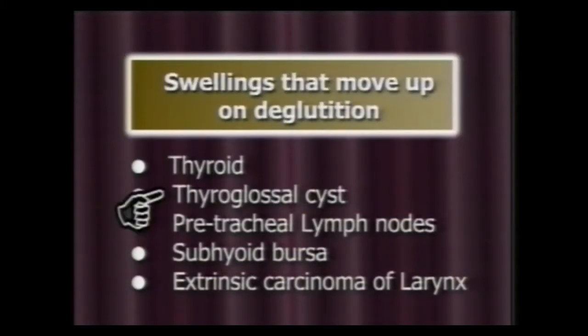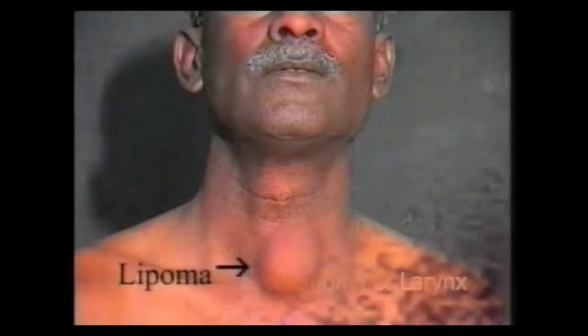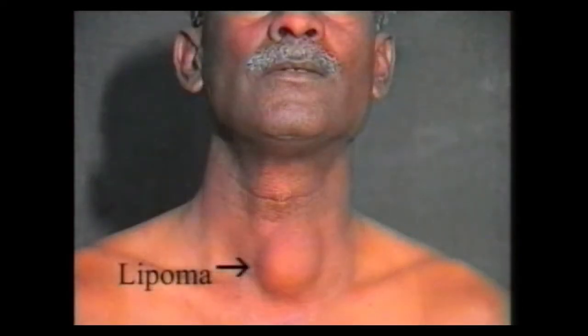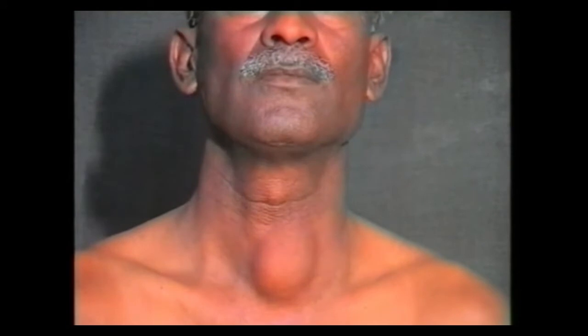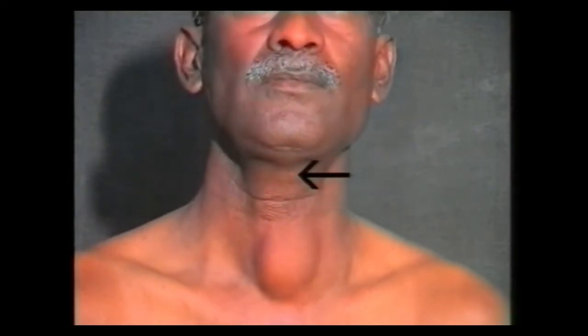That is the thyroglossal cysts, pretracheal lymph nodes, subhyoid bursa, and extrinsic carcinoma of larynx. A swelling which is not attached to the pretracheal fascia, like this lipoma, will not move upwards during deglutition. Note the upward movement of the thyroid cartilage, but not of the swelling.